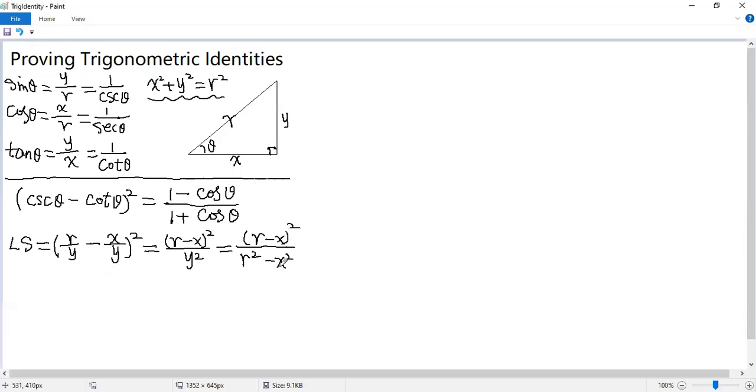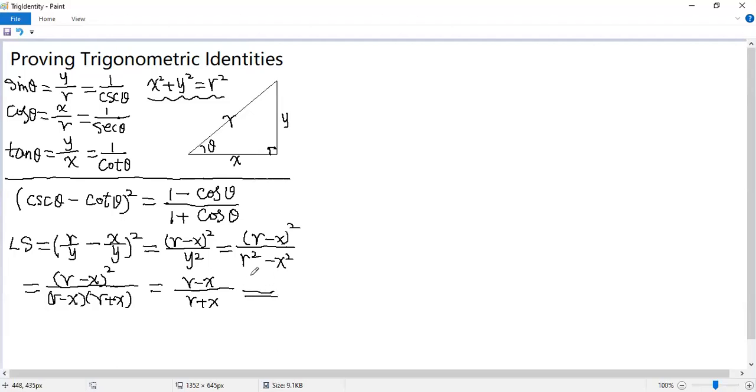Now we factor the bottom part. Get r minus x, r plus x. The top still r minus x squared. Then we cancel one common factor, r minus x. So we get r plus x. The top is r minus x.